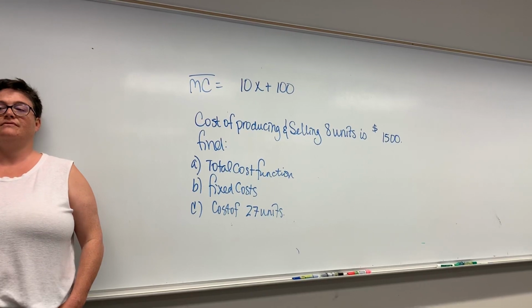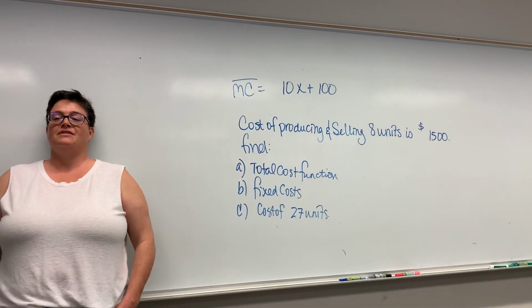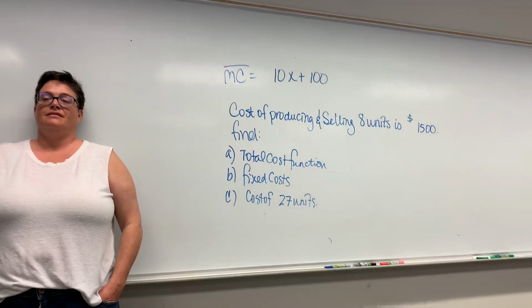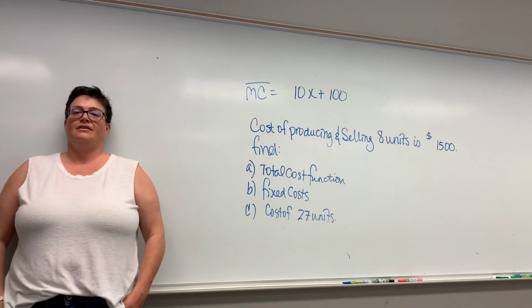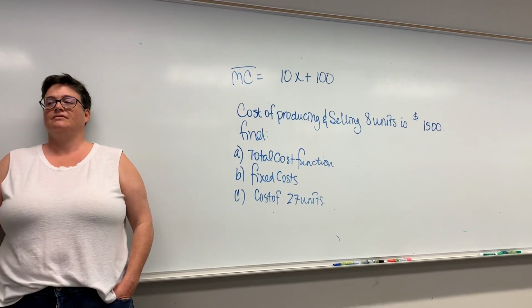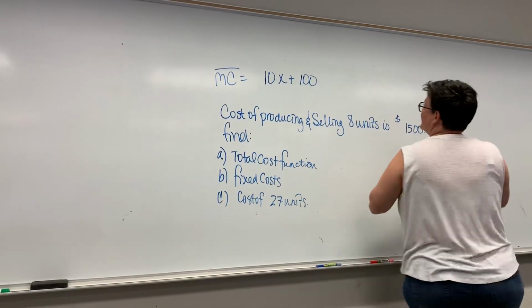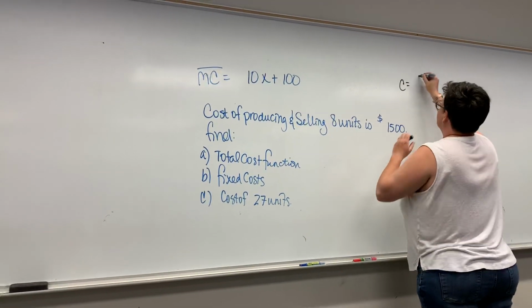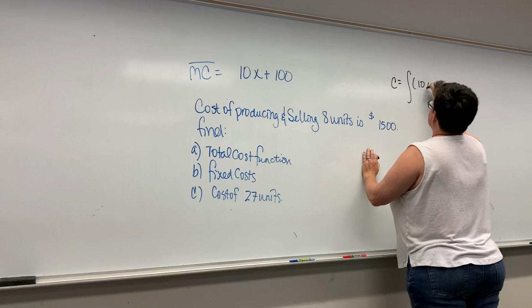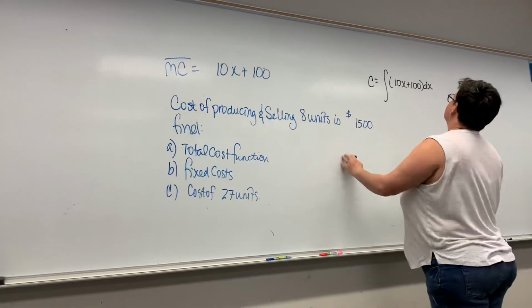Integrate. We have the derivative. I'm just gonna multiply it by x. Hey, you're going to integrate. You don't just multiply by x. We're looking for the total cost function, so you integrate. Yeah, we're going to integrate. So cost is the integral of 10x plus 100 with respect to x.